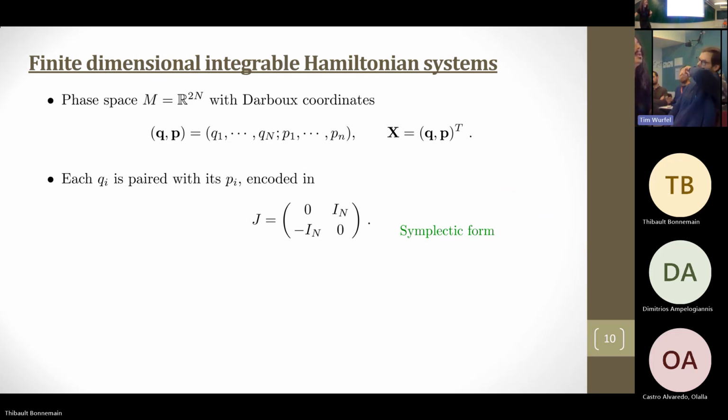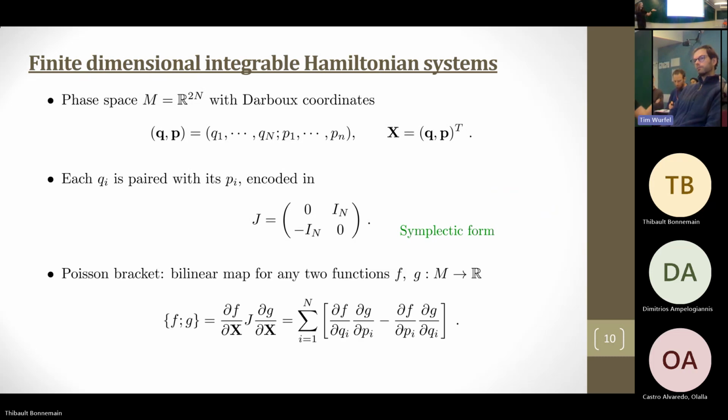And to encode this information, I've also introduced this antisymmetric matrix J called the symplectic form. With that, I can define a Poisson bracket from the following bilinear map, which can be expressed in terms of either the symplectic form or of this sum here, which you may be more familiar with. So this is the usual Poisson bracket. It's antisymmetric, it has the Leibniz property, it satisfies the Jacobi identity, etc. So all the usual properties of Poisson brackets.